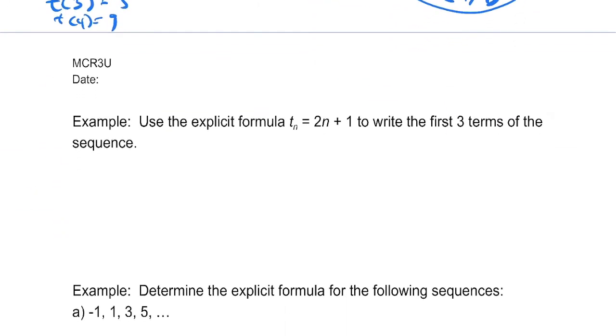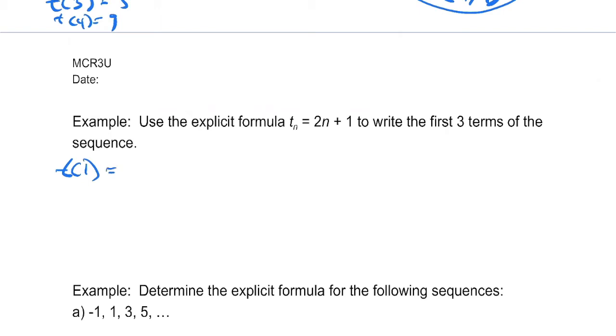So as an example, we'll use the explicit formula T of n is equal to 2n plus 1 to write the first 3 terms of the sequence. So we'll do something like this. Again, let's differentiate between the term number and the term. T of n itself is the term, what term we want. In this case, we want the first term, so that means n is 1. You could think of it, if we're doing function notation, as T of 1. In other words, what's the first term?